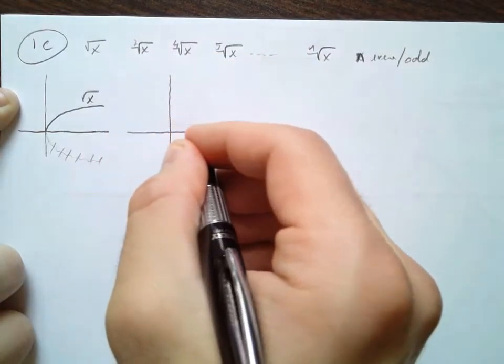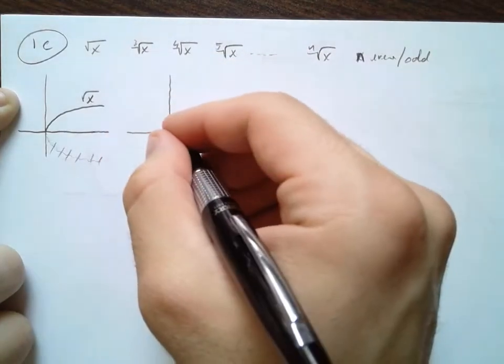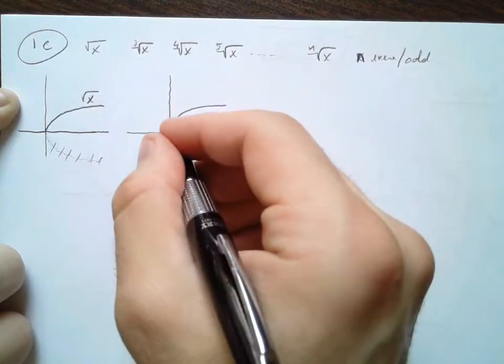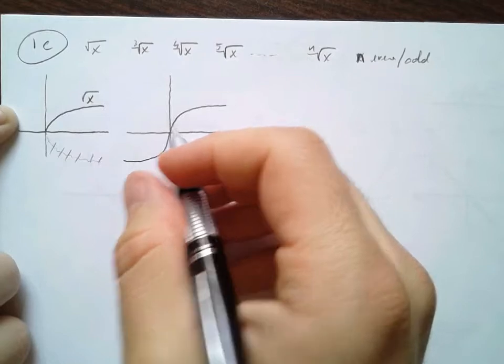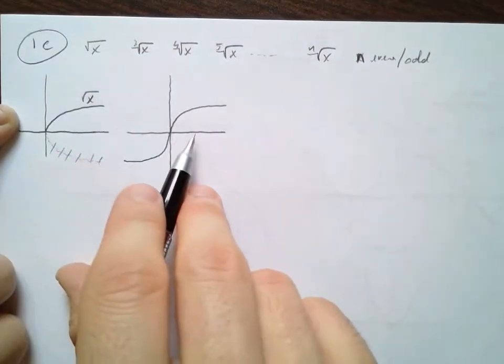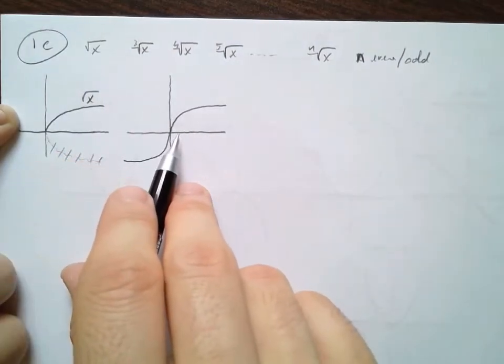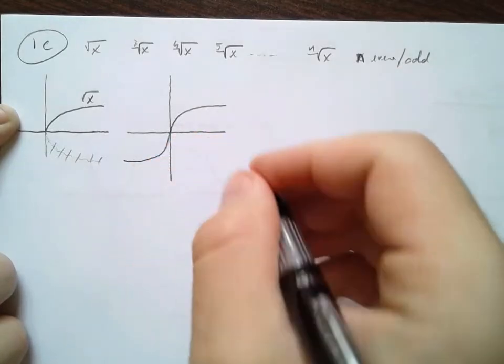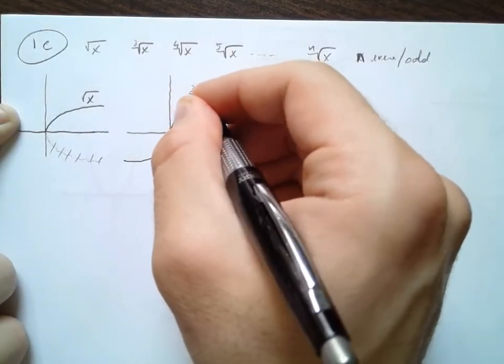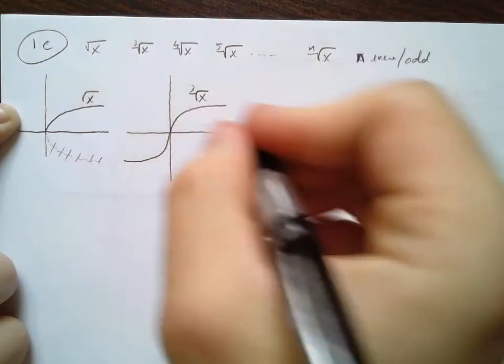Now if I draw the cubic root of x, it's going to look fairly similar, except I cannot take the square root of negative numbers, but I am allowed to take a cubic root of negative numbers. So the domain extends and the graph looks like that for the cubic root.